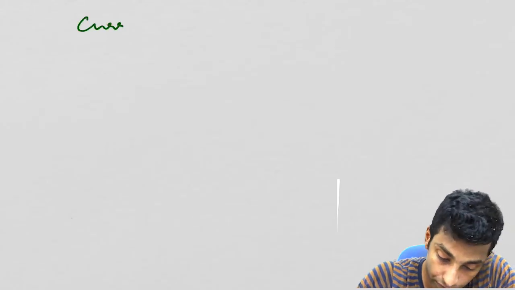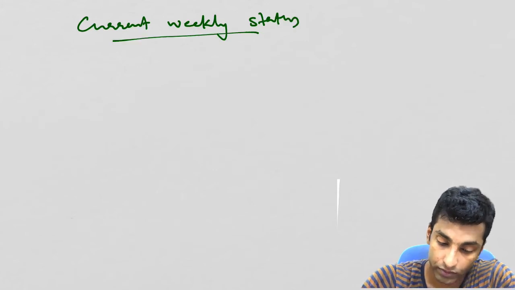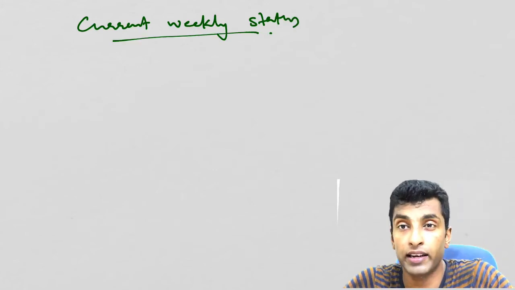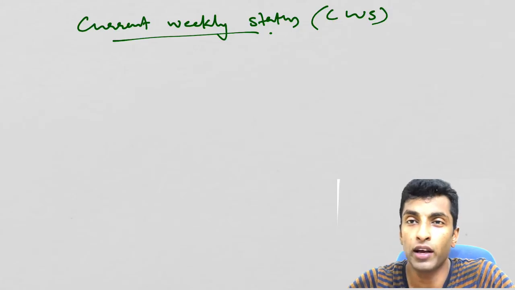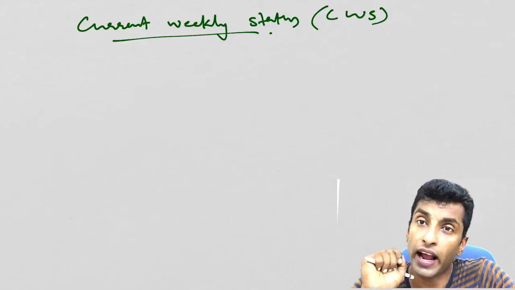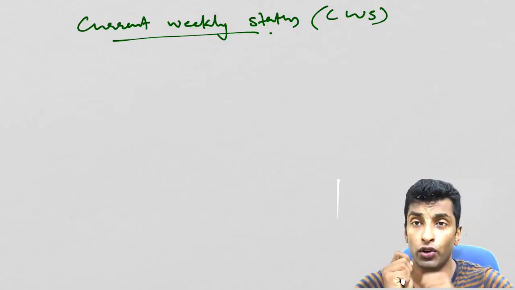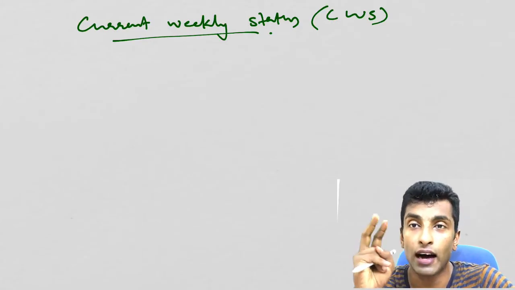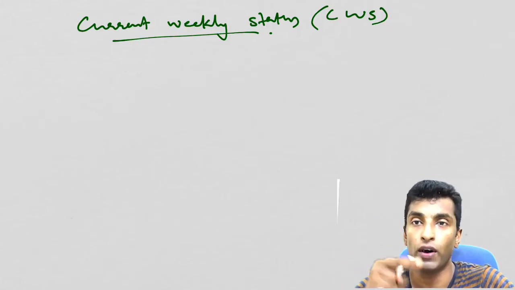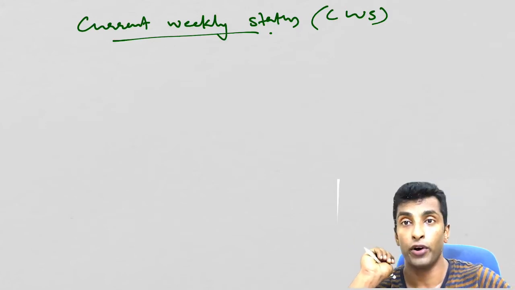Now let's look into the next one, current weekly status. See, this is a very liberal, very lenient condition. Under current weekly status, CWS, you are considered as employed if you got an hour of job on any one day in a week. That means in a week, any day you take, you got 1 hour of job, you are considered as employed. It is not that half an hour on this day and half an hour on the next day. 1 hour today, and in this week there is no other job, still you are considered as employed under CWS.